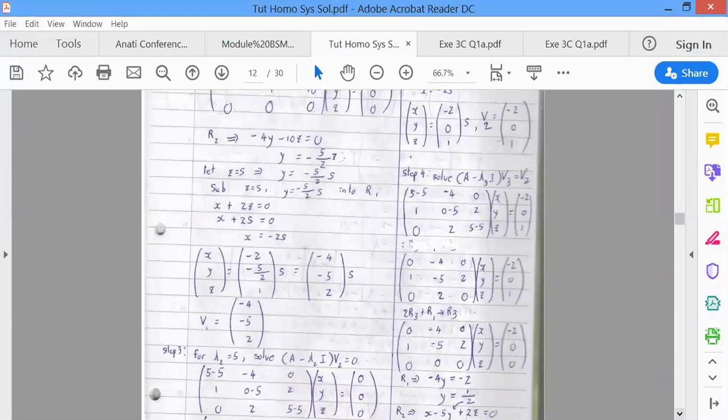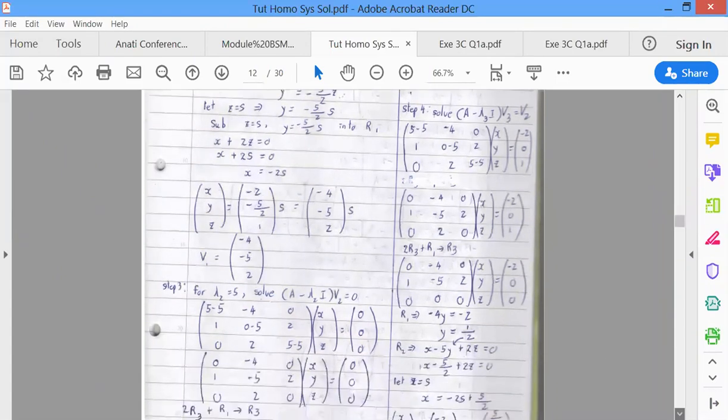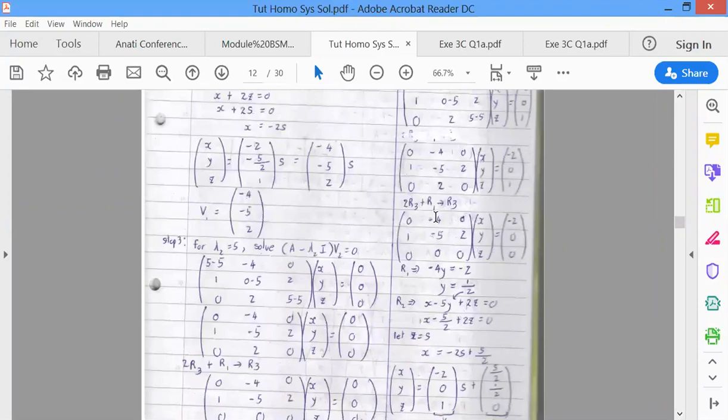And then from row 1, you have negative 4y equal to negative 2. So y will be equal to positive half. Then from row 2, x minus 5y plus 2z equal to 0. Plug in the y value we obtained. So x minus 5 over 2 plus 2z equal to 0.